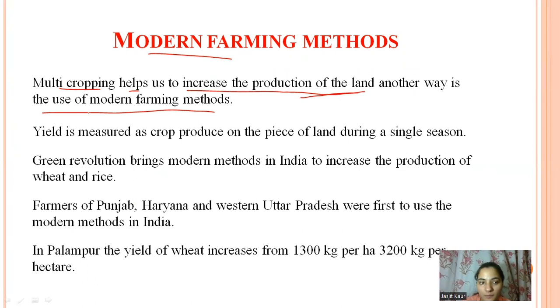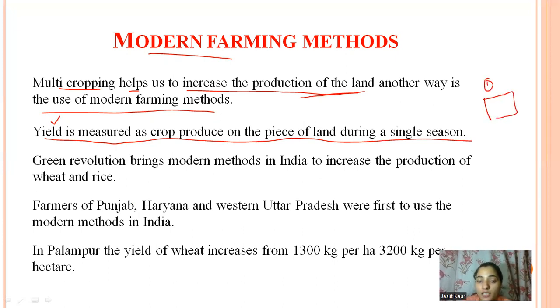So now, yield is measured as, so what is yield? Yield is measured as the crop produced on a piece of land during a single season. Suppose we have one particular season, then how much production there is on this particular land in that season is known as yield.